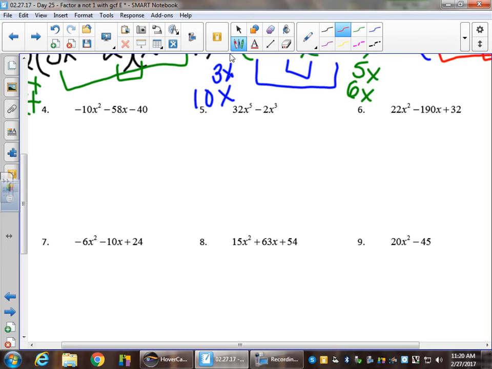Warm in here. What's my GCF for number 4?